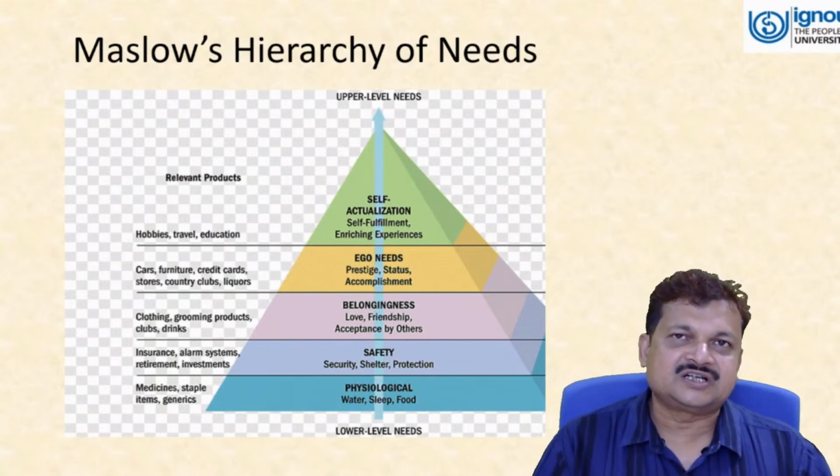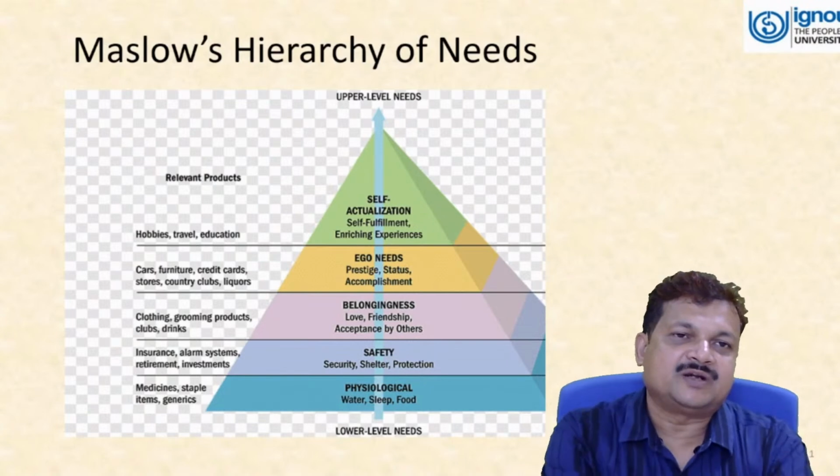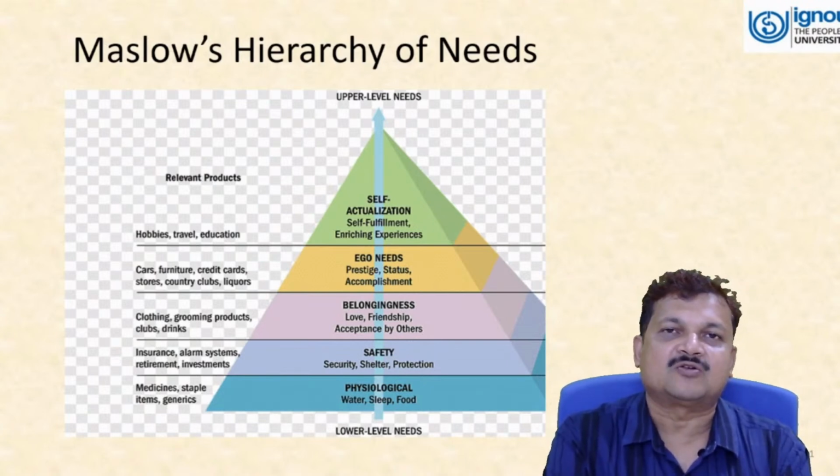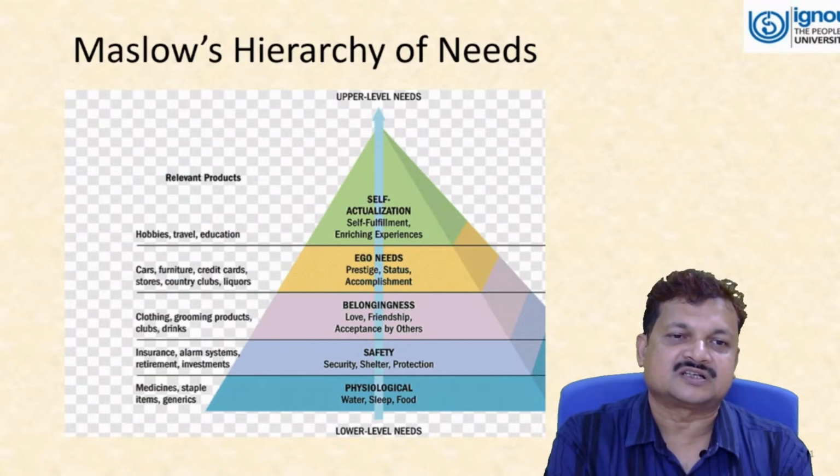Once the physiological need is fulfilled and you get a better job or a better salary package, you might think about protection. Protection means you want to insure yourself through insurance and other things. Or if you have purchased a two-wheeler, you will get insurance for it.